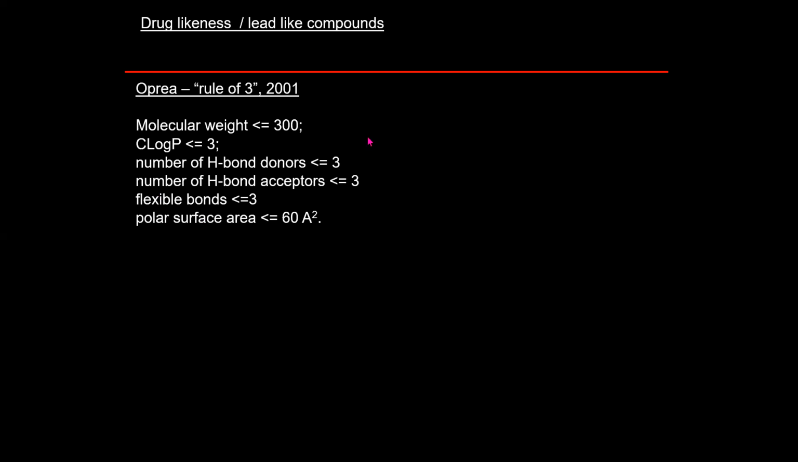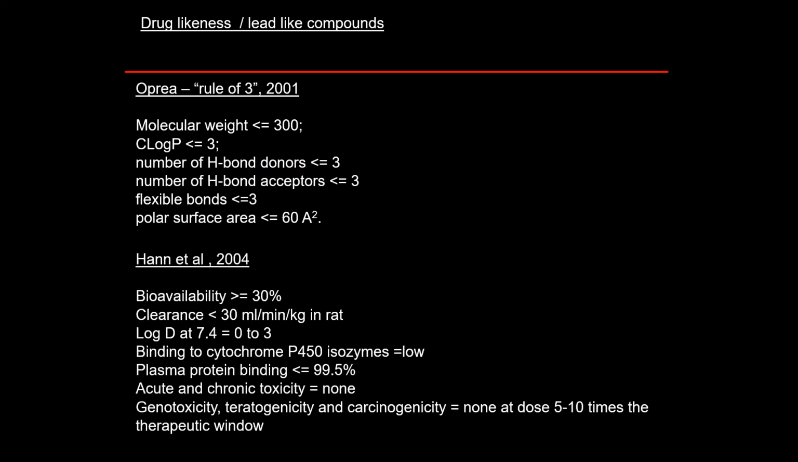Then there is another rule called the Veber rule. They said molecular weight should be less than 300, log P less than 3, number of hydrogen bond donors less than 3, hydrogen bond acceptors less than 3, flexible bonds less than 3, polar surface area less than 60. Okay, then came another rule which said Egan et al. Rule. So you see, there are so many rules that have come up from so many different groups of people to say whether a molecule will have the drug likeness property, will have good bioavailability, can have good oral absorption, and so on actually.